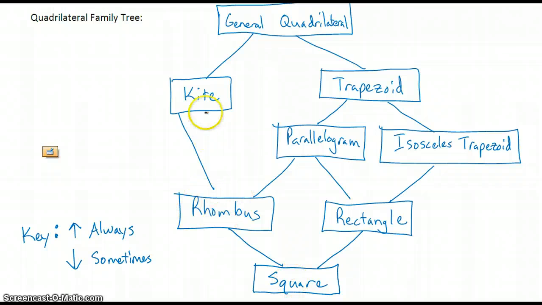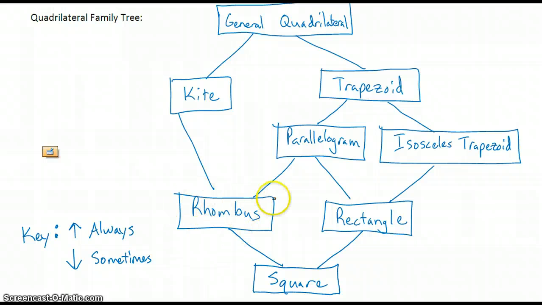If we look at a rhombus and a kite, to go from rhombus to kite, we have to go up. So a rhombus is always a kite. But a kite is sometimes a rhombus. If we look at a rhombus and a trapezoid, a rhombus is always a trapezoid, and a trapezoid is sometimes a rhombus.